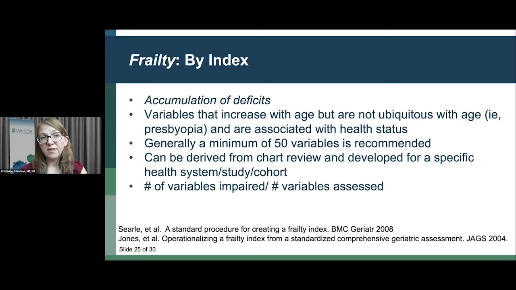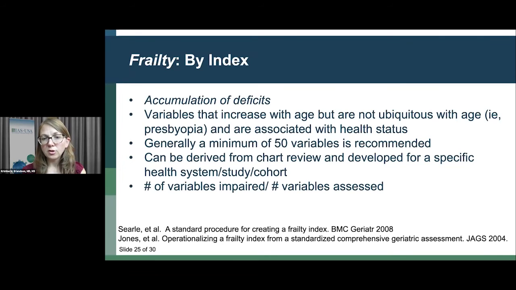Generally, Rockwood, who developed this index, recommends that at least 50 variables are included for best performance, although some more recent versions of this have included far fewer variables, such as 20 different variables. The index can be developed using chart review, labs, electronic medical record data, and it can be collected retrospectively, which certainly can be a benefit of using this index. The actual value is expressed as a ratio of the number of variables impaired over the number of variables that are assessed. And if something in that setting isn't available, then it's just subtracted from the denominator.